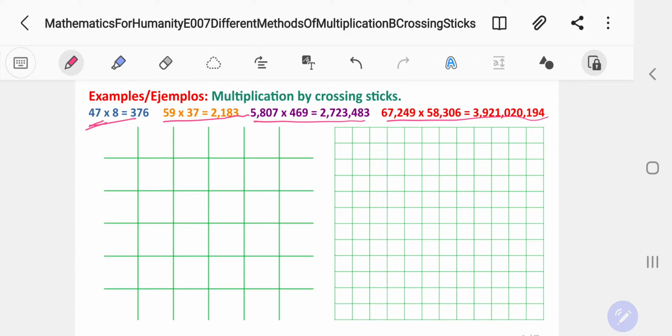We have difficulty in drawing 9 sticks in the previous slide. How much more 47? Or how much more 67,249? Then you're counting all the intersections. So we modify the crossing the sticks and we'll do it like this. So let's start with 47 times 8. We write 4 here and 7 here, and then we write 8 here.